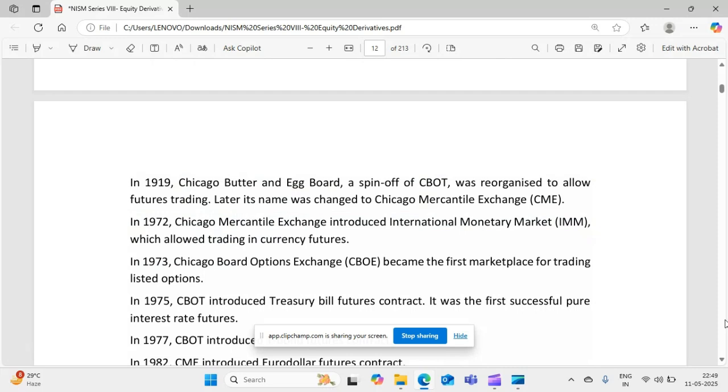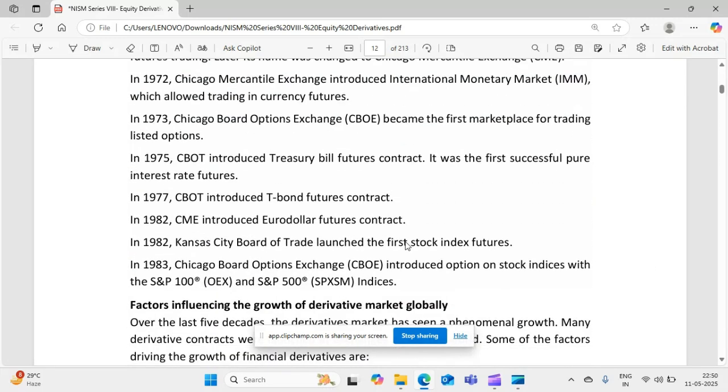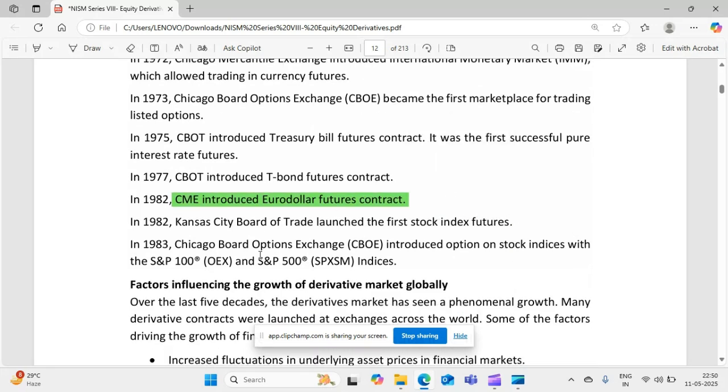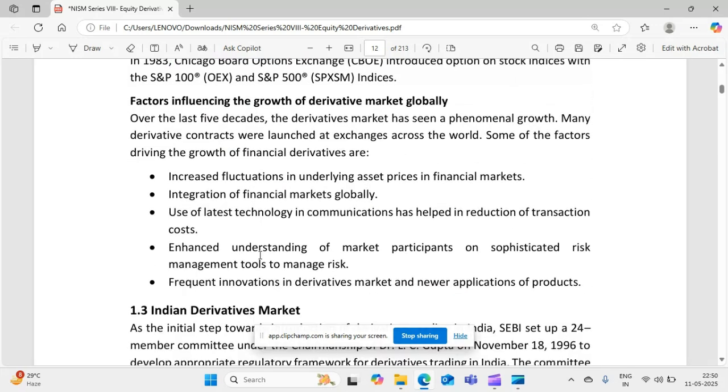The rest of it is more of a historical evolution, such as how the T-bill future and the Eurodollar contract started. So you don't have to put a lot of time into remembering all this. The point I made initially is valid, that you should know how it started for the first time in terms of futures contracts.